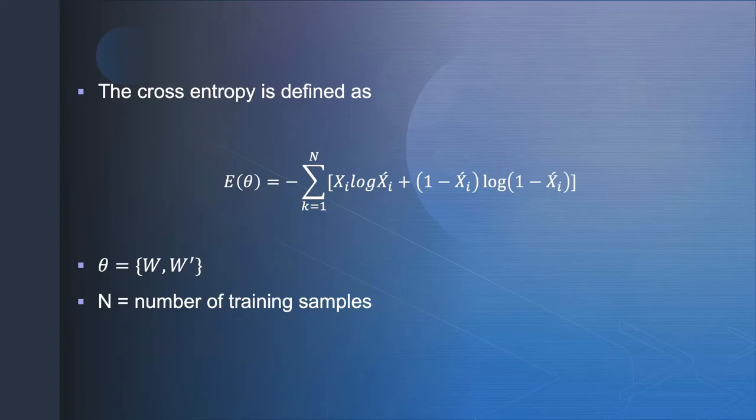And cross entropy is the loss function used to minimize the error between the input X and the reconstructed input X prime. And it's defined as the following equation. And sigma is a set of W and W prime, and N is the number of training samples.